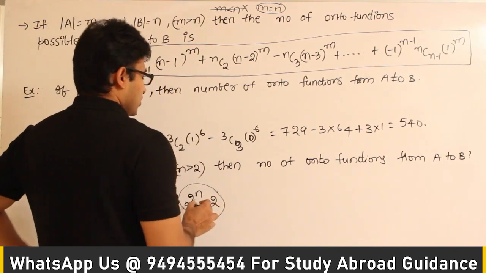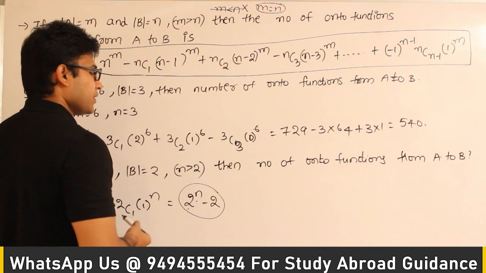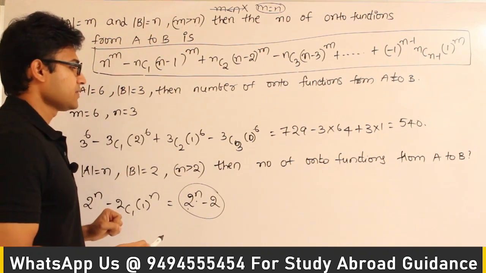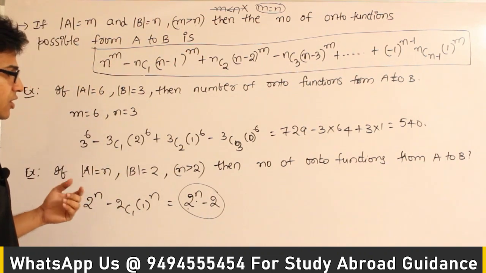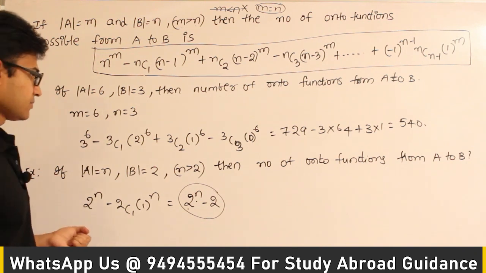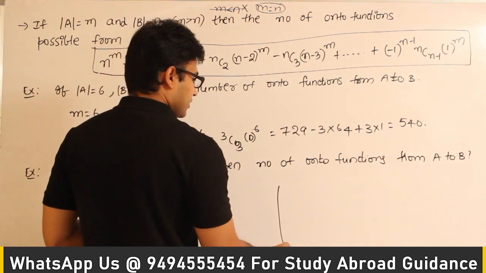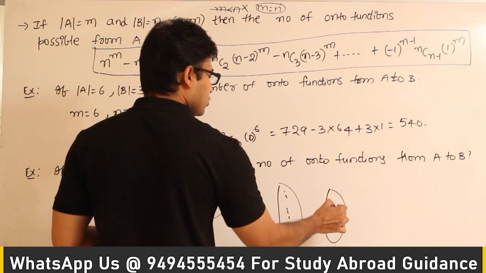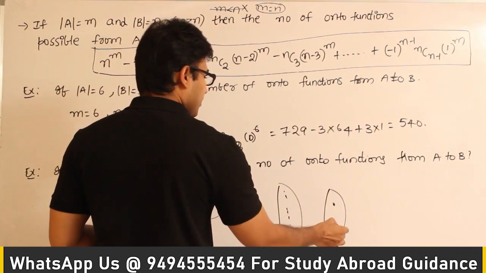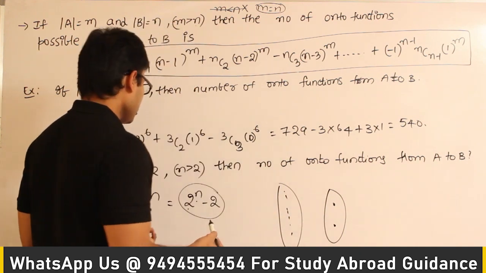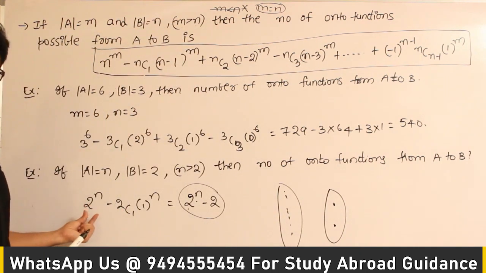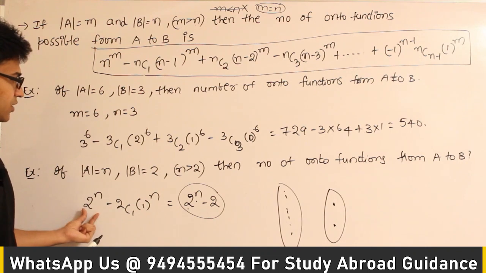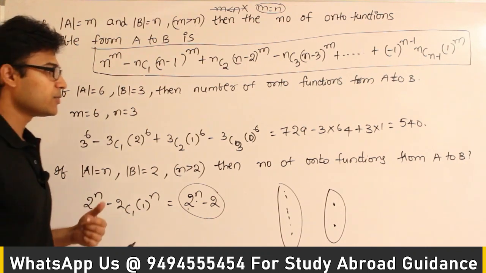See this: the total number of functions possible are 2 power n. From these total number of functions, 2 functions will not be onto functions. See, they are saying that we have n elements here, but then we have only 2 elements here, right? Now the total number of functions possible is going to be 2 power n. We have already seen that. Now from this, only 2 functions are not going to be onto functions.